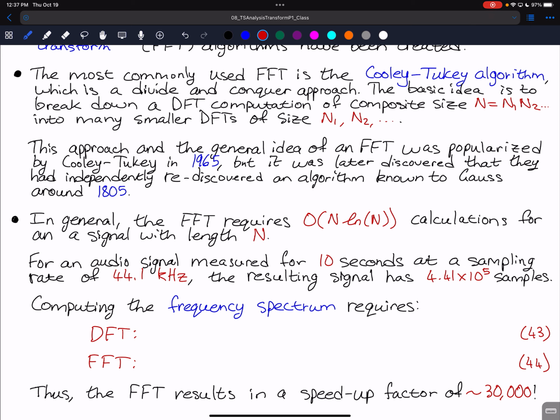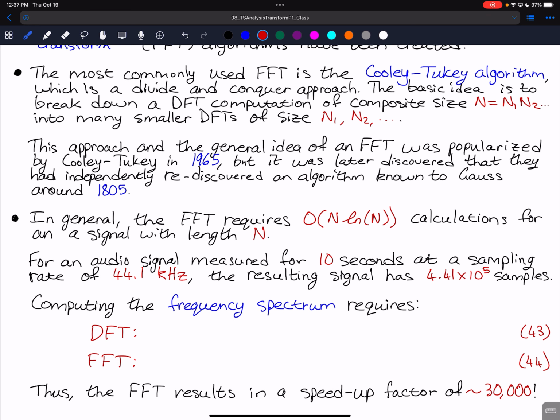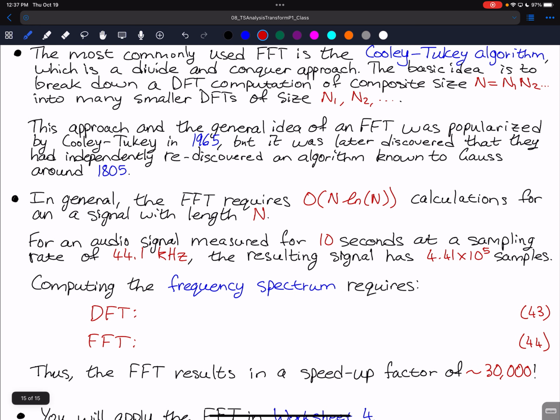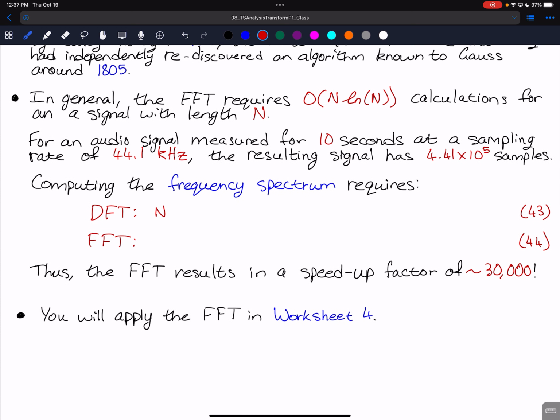Just for a short example, if you take an audio signal measured for 10 seconds at a sampling rate of 44.1 kilohertz, the resulting signal will have 4.41 times 10 to the 5th samples, and then you can simply compute the number of calculations needed. So for the DFT, we have N squared, which ends up being equal to 1.94 times 10 to the 11th, which is approximately equal to 200 billion calculations.